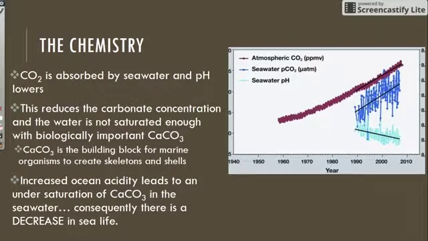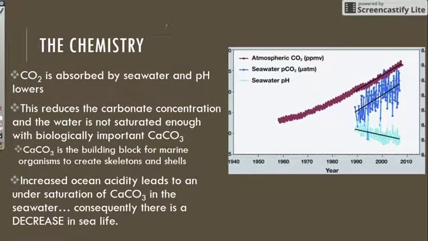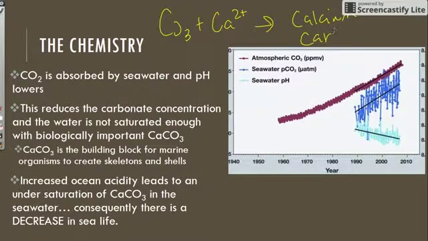Now, what the real issue is here is that carbonate is normally the building block for shelled organisms like corals and oysters, and it's going to combine with calcium 2 plus in order to form this stuff called calcium carbonate. So CO3 plus Ca2+ leads to calcium carbonate. And this is so important for the creation of our marine organisms, our shelled organisms.